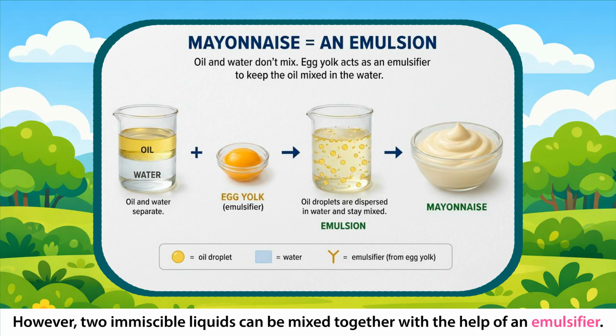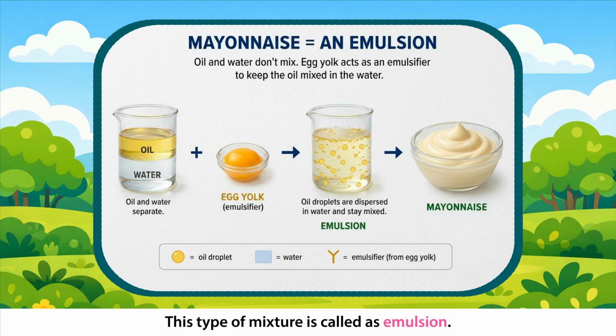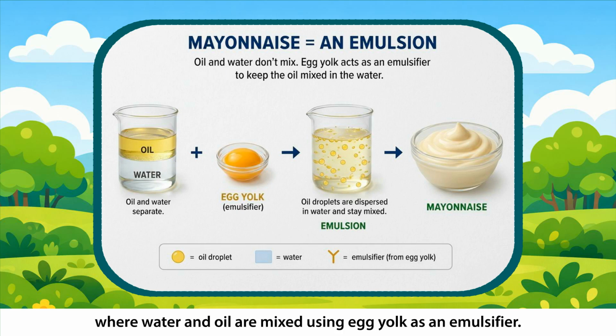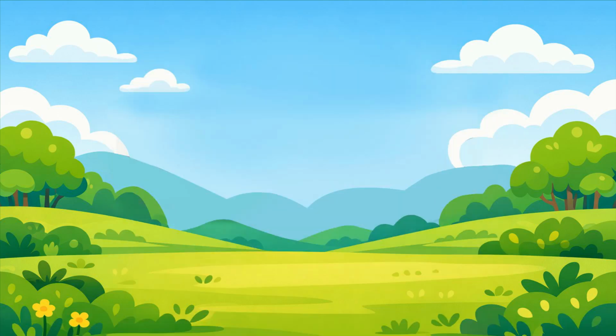However, two immiscible liquids can be mixed together with the help of an emulsifier. This type of mixture is called an emulsion. A common example of an emulsion is mayonnaise, where water and oil are mixed using egg yolk as an emulsifier.